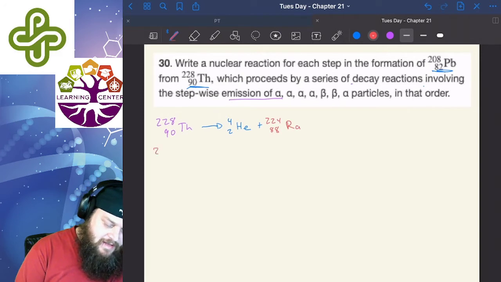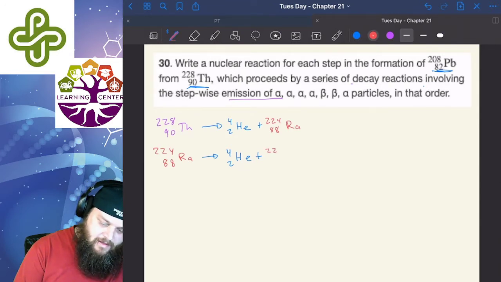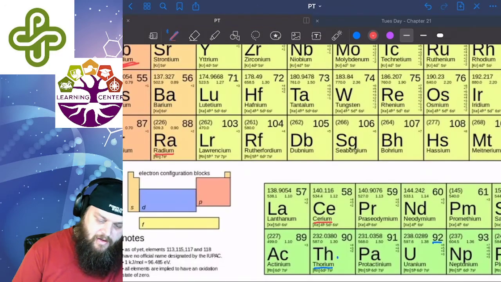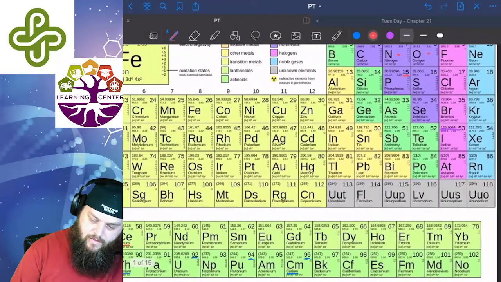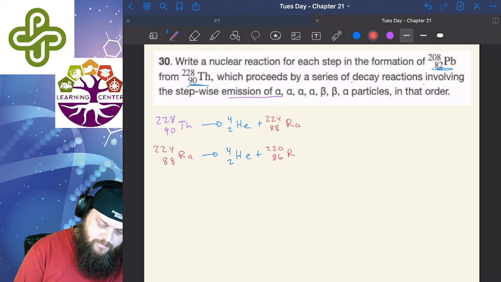So then the next step is going to start out with that radium, and it's going to emit an alpha particle. And then what's left over from there? Number-wise, we're down to 220 and 86. So looking over at the periodic table for 86, we're over here at radon. It's Rn. So again, starting the next step at radon.